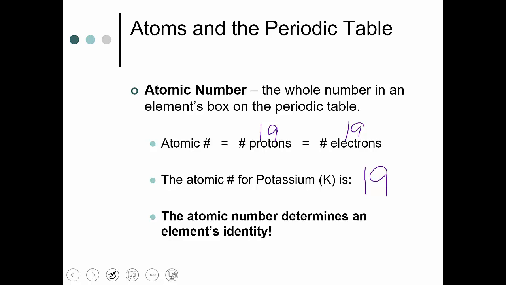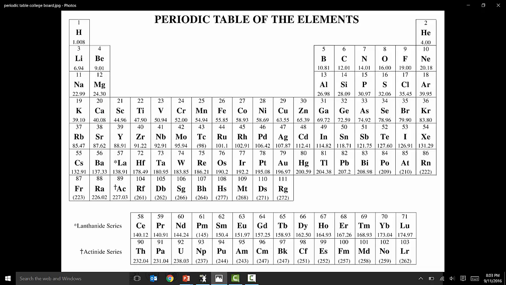The atomic number is truly the identity of an element. If you change the atomic number, somehow you're changing which element it is, okay? So if we take the 19 and we change it to atomic number 20, it's no longer potassium. That would be calcium, because calcium has an atomic number of 20. So every atom on the periodic table has its own unique atomic number.